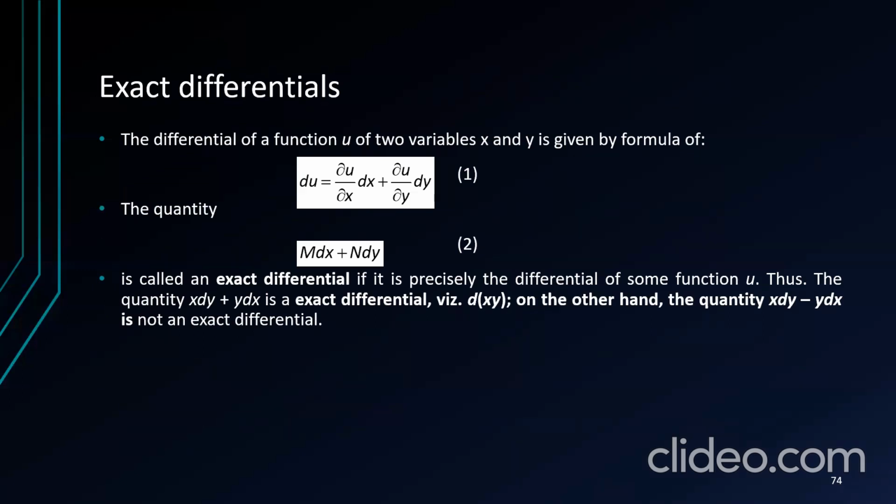So, the quantity M dx plus N dy is called an exact differential if it is precisely the differential of some function u. Thus, the quantity x dy plus y dx is an exact differential. Magiging x and y. On the other hand, the quantity x y minus dx is not an exact differential. So, ano gagawin mo? Meron siyang divisor.